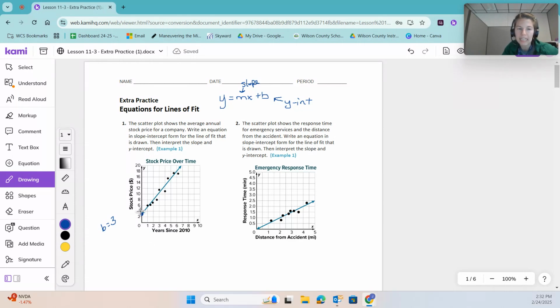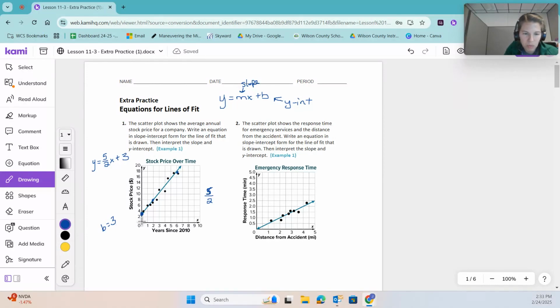So y-intercept is 3. For the slope, the line crosses perfectly right about there, and then right here again. So we've got from 3 up to 8 is 5, and over 2. So 5 over 2 is our slope. My equation would be y equals 5 over 2 x plus 3, because my y-intercept is 3.